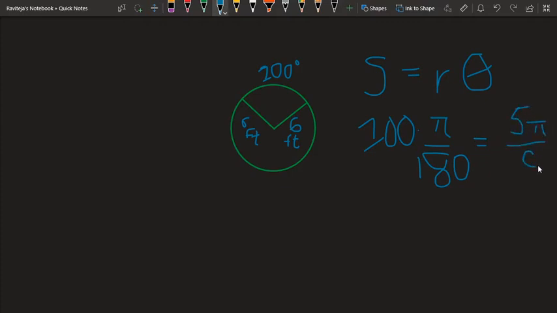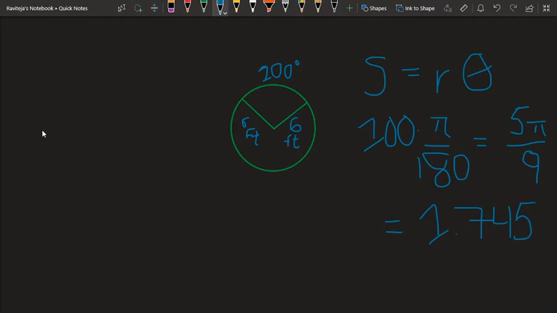So now that we have the 5 pi over 9, we can solve for its numeric value. 5 pi over 9 is just approximately 1.745. So now that we have an approximate numeric value for our theta, we can do what we did again and then just substitute into this equation.